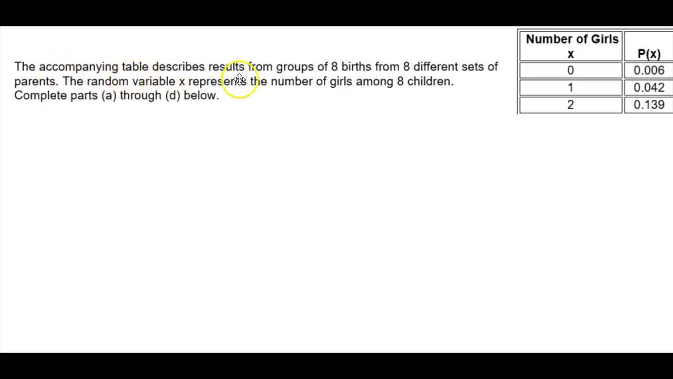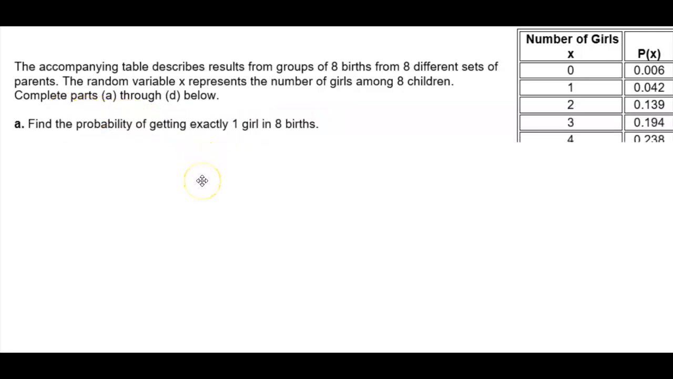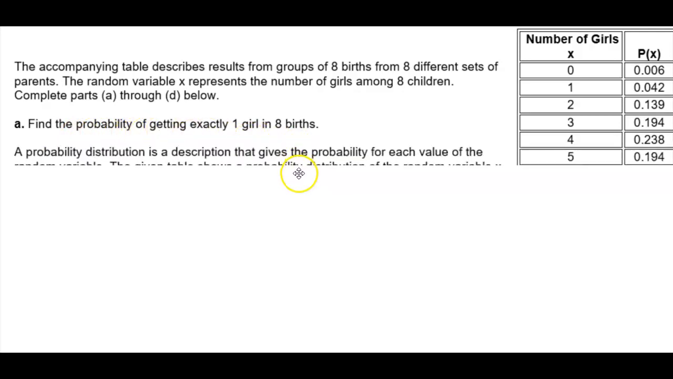The accompanying table describes results from groups of 8 births from 8 different sets of parents. The random variable x represents the number of girls among 8 children. Complete parts A through D. Now for part A, it says find the probability of getting exactly 1 girl in 8 births.